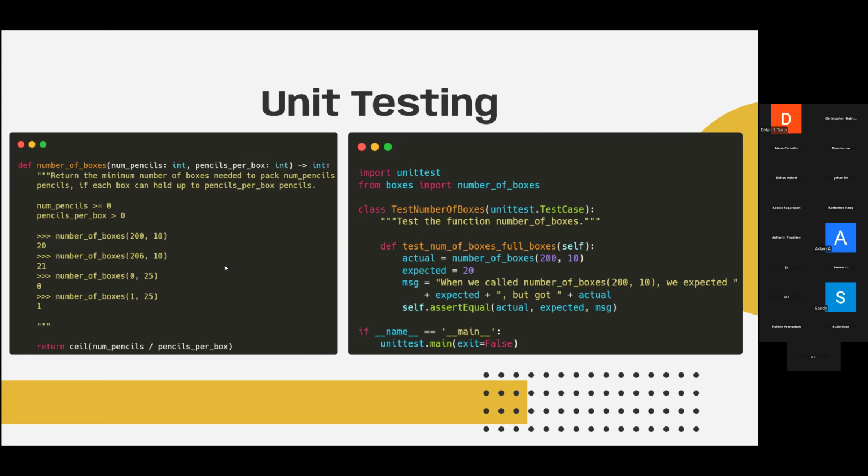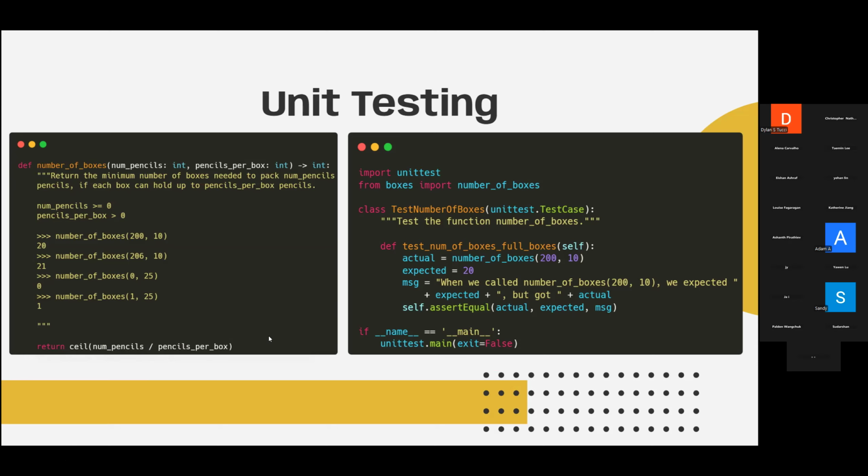So now let's take a look at the description. So basically, this function will return the minimum number of boxes needed to pack the number of pencils if each box can hold up to pencils number of pencils. So basically, the first parameter is the total number of pencils, and then the second parameter is the number of pencils we need to put in each box, and then we'll return how many boxes we need to fit all the pencils in. So we have a few test cases here, and then we can just see that we will return the ceiling of the number of pencils divided by the number of pencils per box.